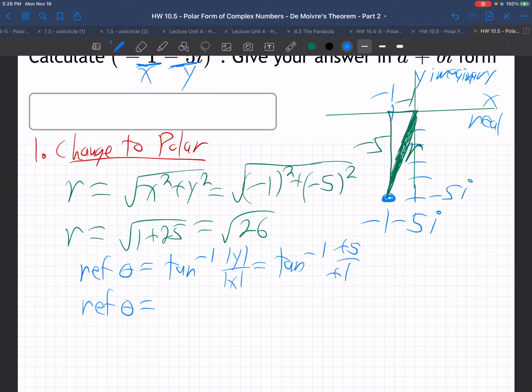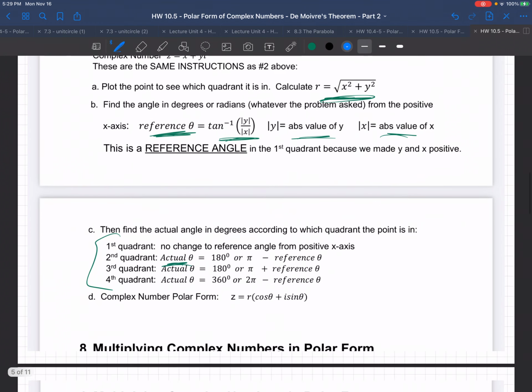So what's that on the calculator? Inverse tangent of 5. Make sure you're in degree mode. I'm getting 78.6900675 degrees. I use a lot of decimals right now. But that's just the reference angle. That's not the actual angle. Remember, this is the reference angle.